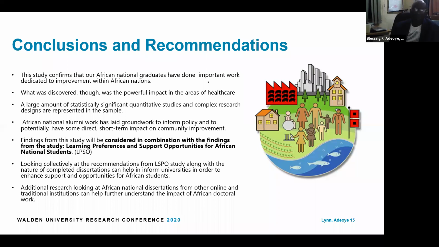So putting all this together, I believe this study is continuous work. We are not done yet. However, we are able to identify certain things. We are able to find so many things. We are still looking for more in order to go to the next step in our studies, dealing with our African national graduates. Thank you very much.